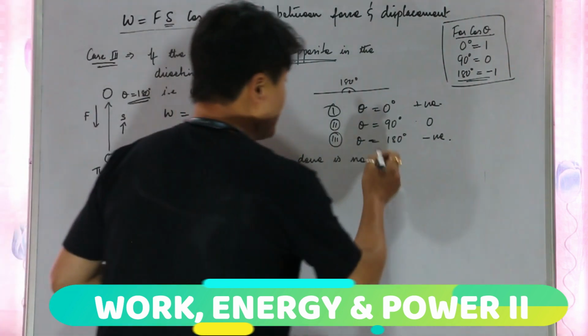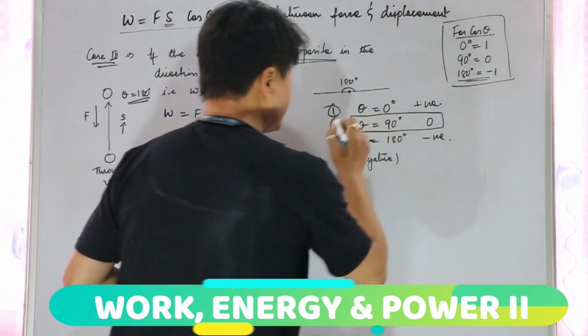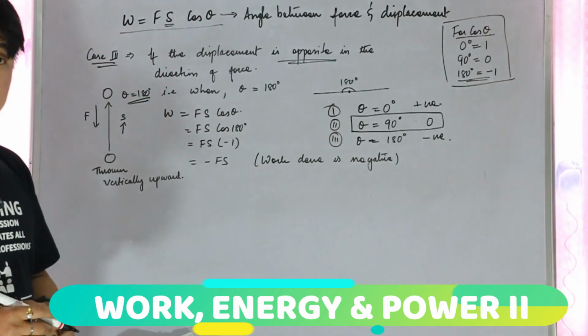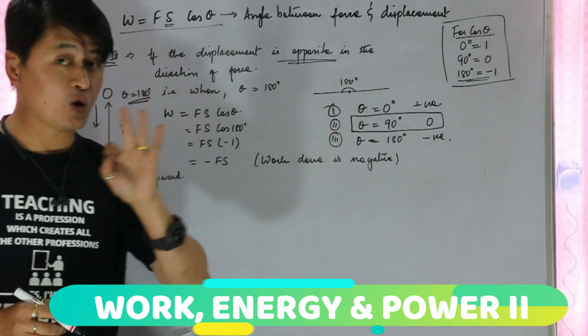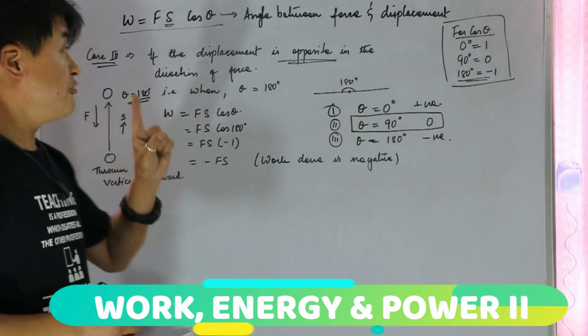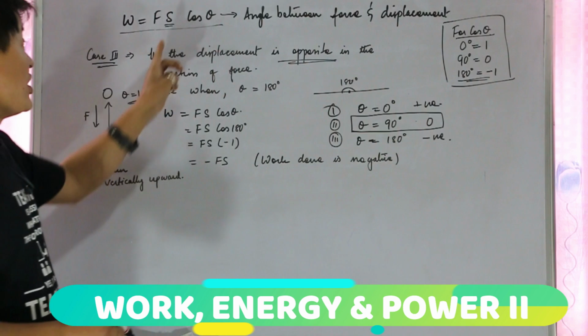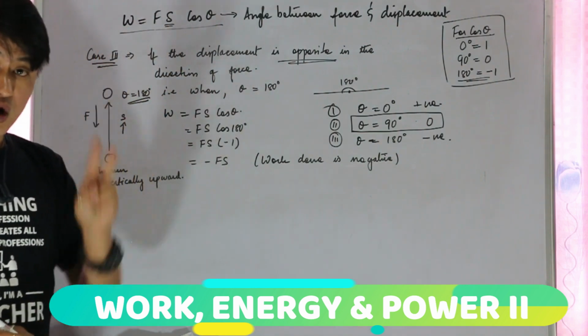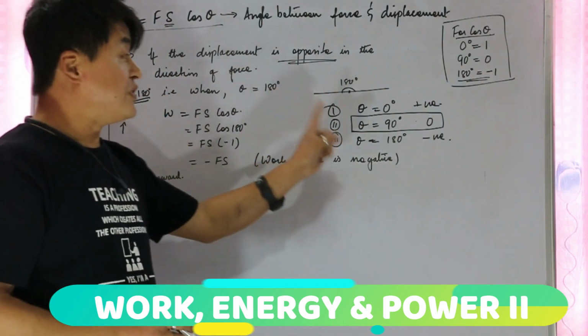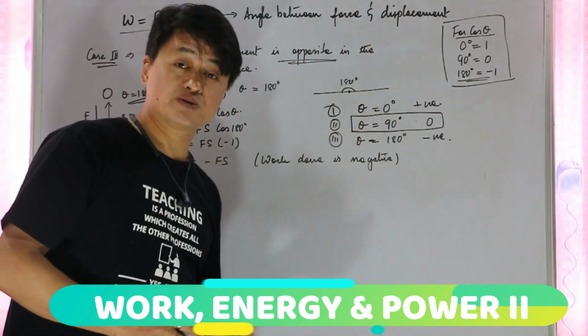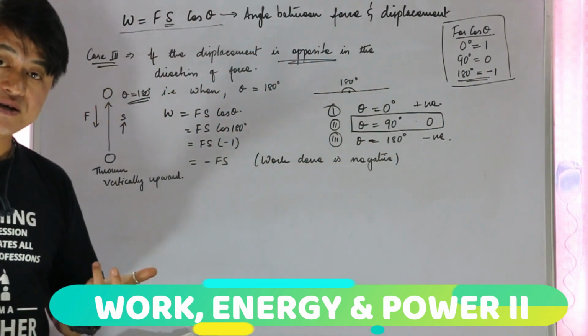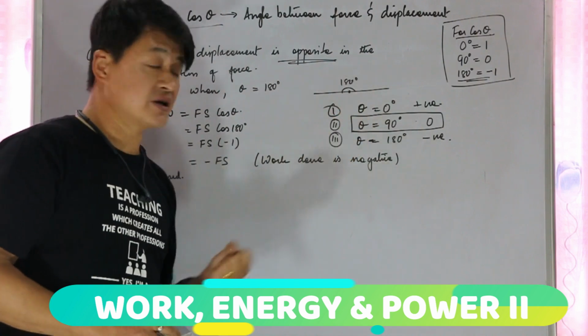So, knowing that when theta is 90 degrees, work done is 0, now we have three cases when the work done is 0. Case 1: when the force is 0, the work done is 0. Case 2: when the displacement is 0, work done is 0. And the third case: when the angle between the force and the displacement is 90 degrees, work done is 0. These are the three cases when the work done is 0.